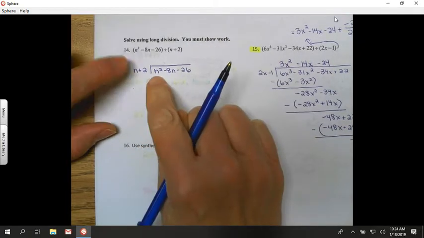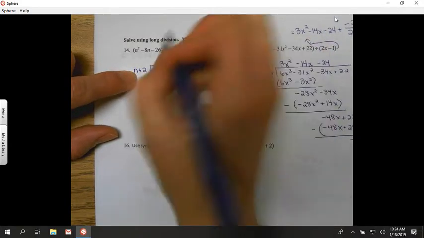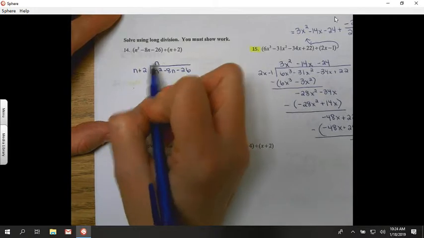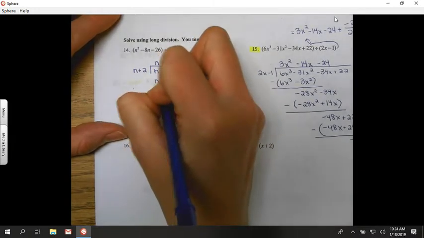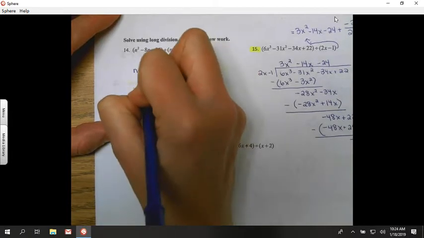Okay, so I look at my first terms. What would I need to multiply n by to get an n squared? Well, I need one more n, so n. Now I multiply that n to the side. Okay. And I'm going to subtract down.